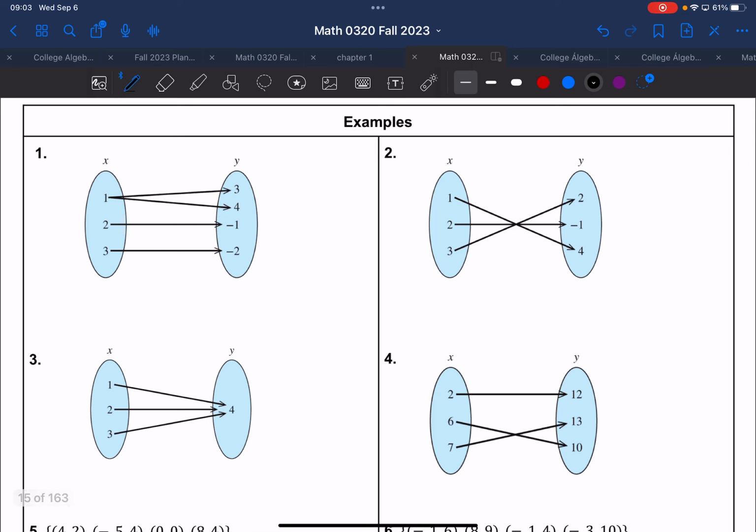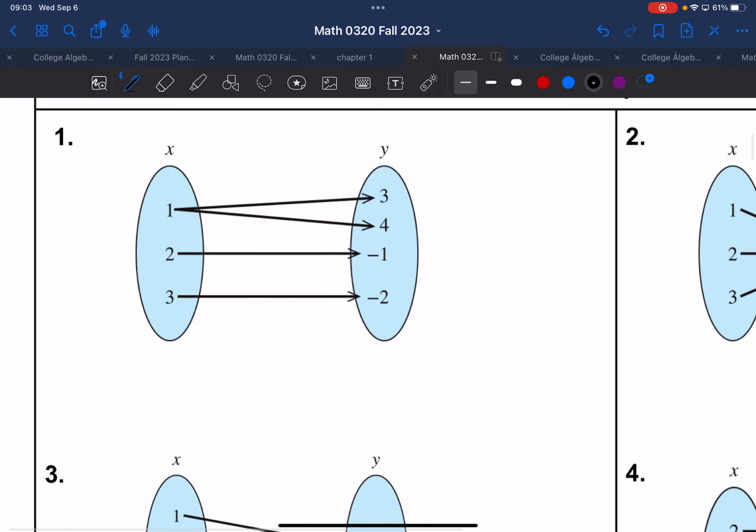So looking at these examples, starting with example 1, remember we have these maps that we talked about finding the domain and range last time. Now we're just going to take this map and write the coordinate points. How many coordinate points are we going to have? 4. Good, because there are 4 arrows coming off the x's. So our first ones are 1, 3, 1, 4, because notice that there's 2 arrows coming off the 1, then 2, -1, and 3, -2.